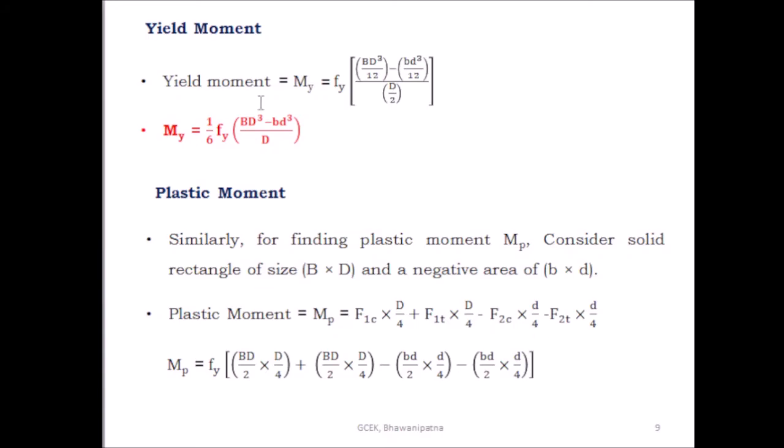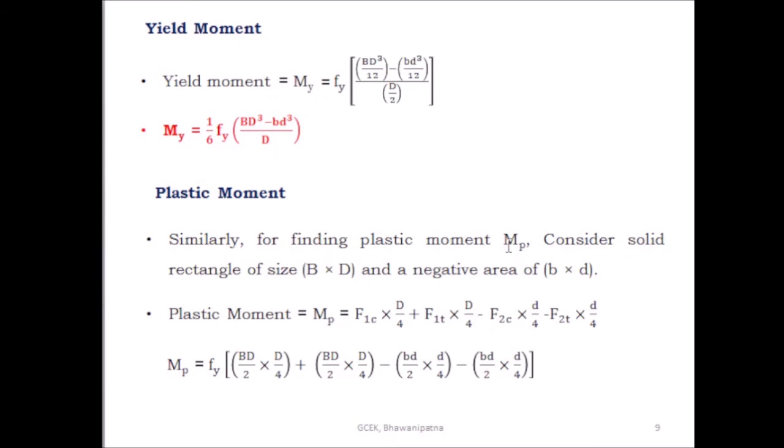Then you can find out the yield moment. My is equal to Fy into (B dq by 12 minus b dq by 12) divided by D by 2. Then My is equal to 1 by 6 Fy into (B dq minus b dq) by D. This is the yield moment. Then find out the plastic moment.